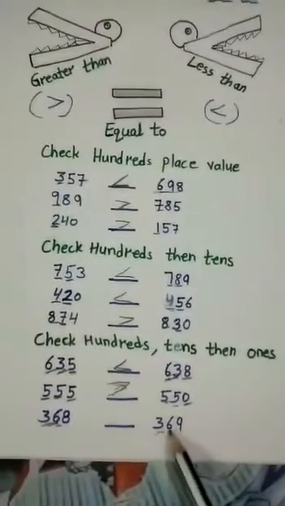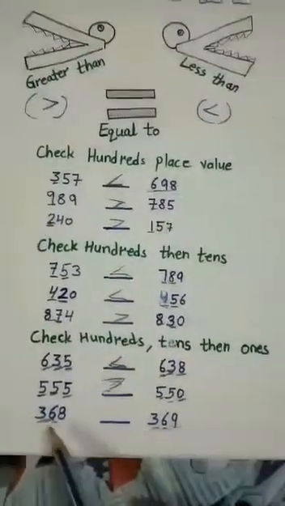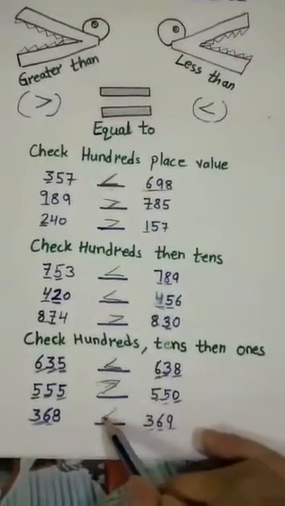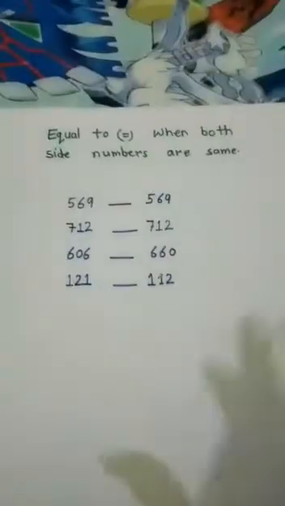Okay, now 306 tens, 306 tens. So ones place value 9 and 8. Which number is big? 9. So the sign that will come is less than.